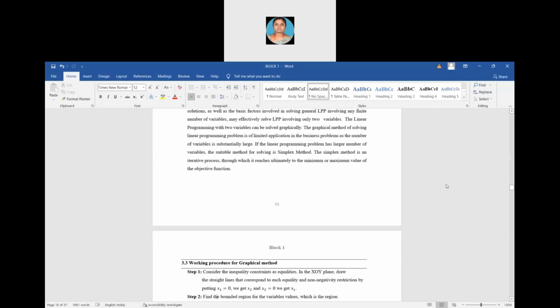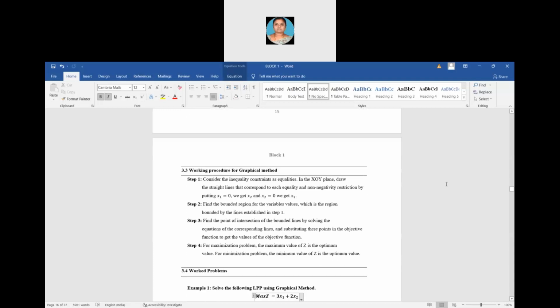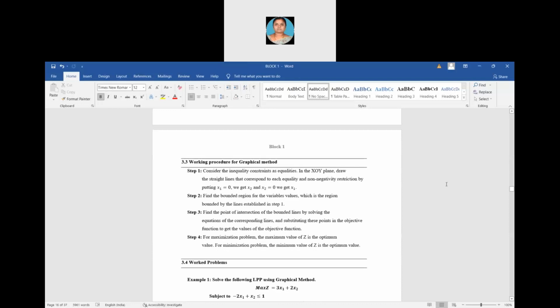Next, the working procedure for the graphical method. In the graphical method, we have some procedures. Initially, we have to consider the inequality constraints as equalities. That is, all the inequalities, whether less than or equal to or greater than or equal to, should be converted in terms of equalities. Then, in the XOY plane, draw the straight lines that correspond to each equality and the non-negative restrictions, by putting x1 equal to 0 to get x2, and x2 equal to 0 to get x1.